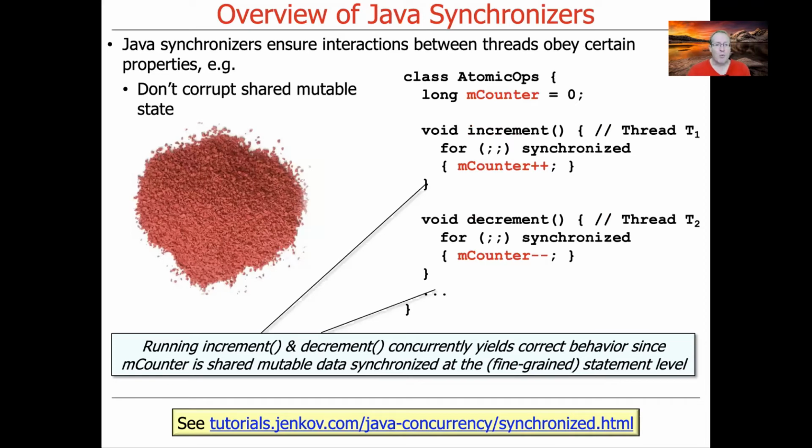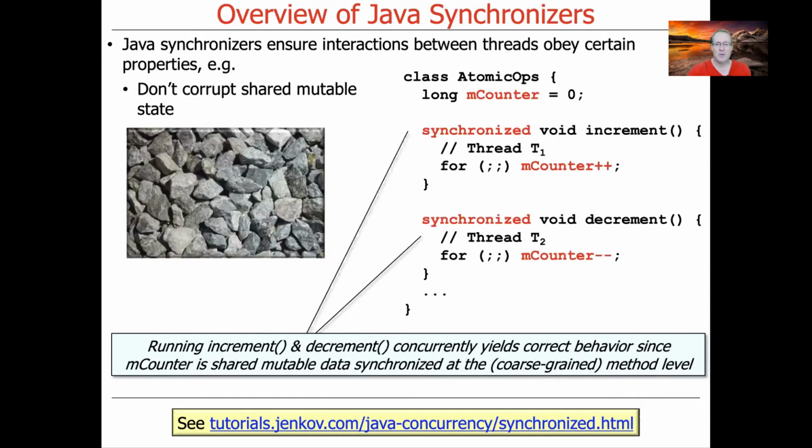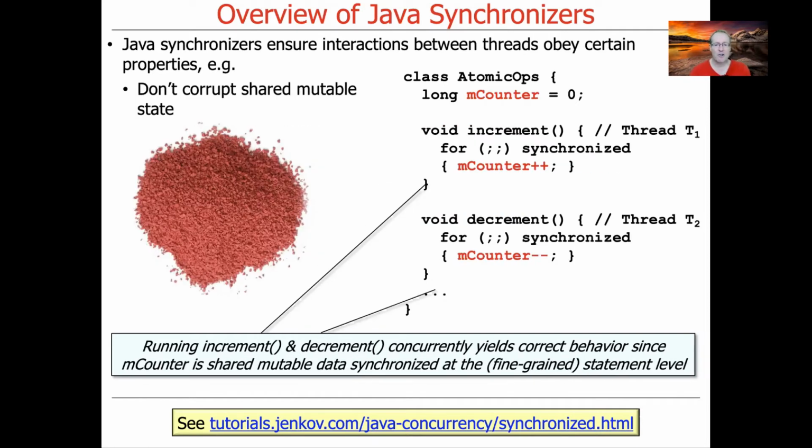So a more fine-grained way of doing things is to use a synchronized statement instead of a synchronized method. You can see here that this was the synchronized method. This is a synchronized statement. What's going to happen here is we're going to synchronize just the incrementing and decrementing of mCounter. So this, again, will still run forever, but those threads will synchronize each time through the for loop, and therefore roughly take turns.